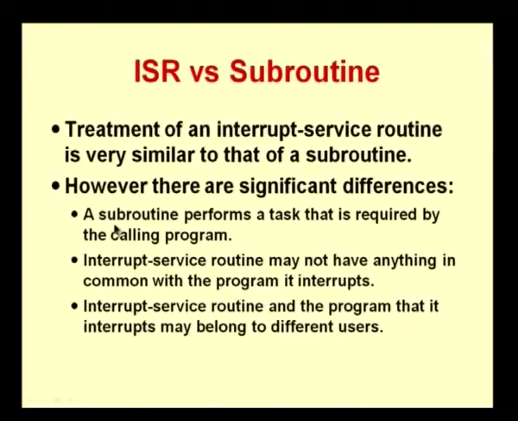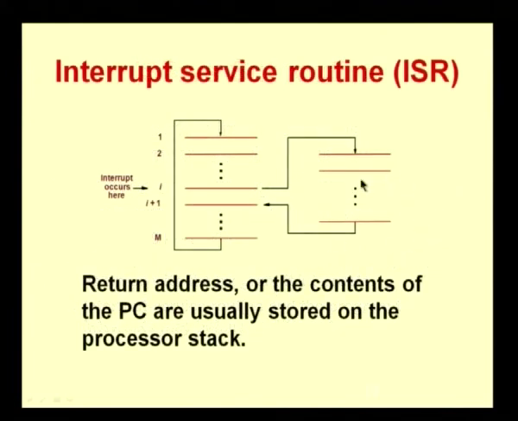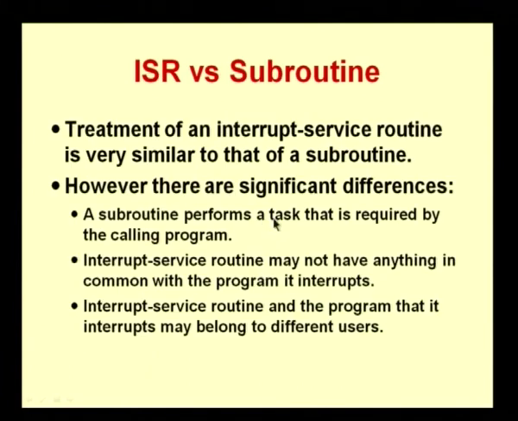You can see that a subroutine performs a task that is required by the calling program. That is what normally happens. A subroutine is something which the calling program knows that it wants done, whereas an interrupt service routine may not have anything in common with the program that it interrupts. So we see that this program is different from this interrupt service routine. If this was a subprogram, it should have actually been called by the program itself. So that is one significant difference that we need to note between a subroutine and an interrupt service routine.